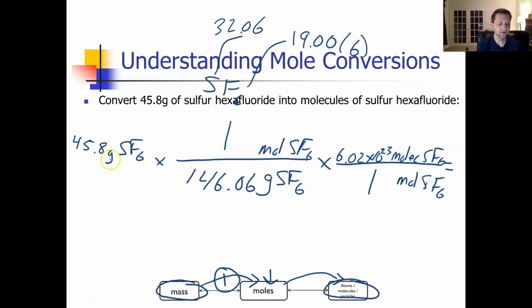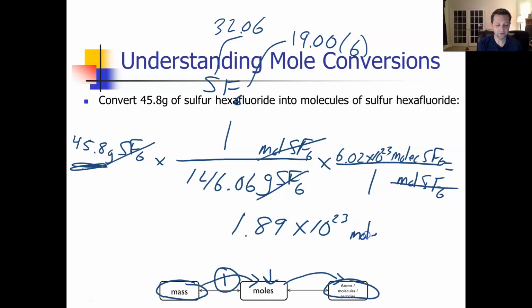All right, let's look at what cancels. Grams of SF6 cancel out here and here. Moles of SF6 cancel out here and here. What am I left with? Molecules of SF6, which is what I want. 45.8 divided by 146.06 times 6.02 times 10 to the 23rd. Knock it out, 3 sig figs, and you end up with 1.89 times 10 to the 23rd molecules of SF6.